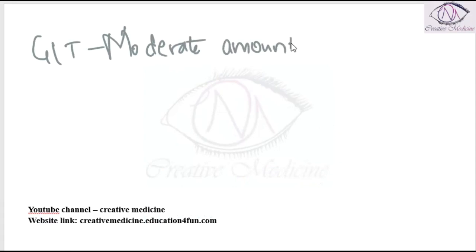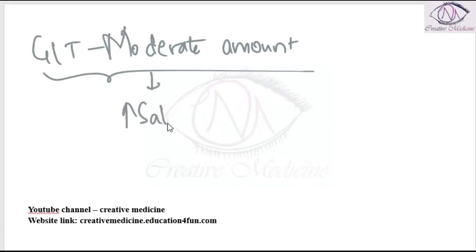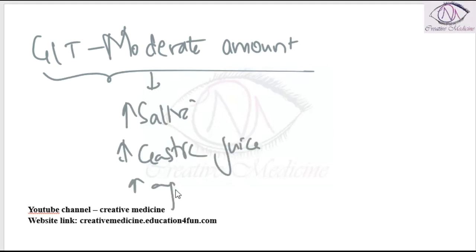In the GIT, if moderate amounts of alcohol are consumed, this moderate amount will increase salivation, increase gastric juice and increase the appetite. This is called carminative action.